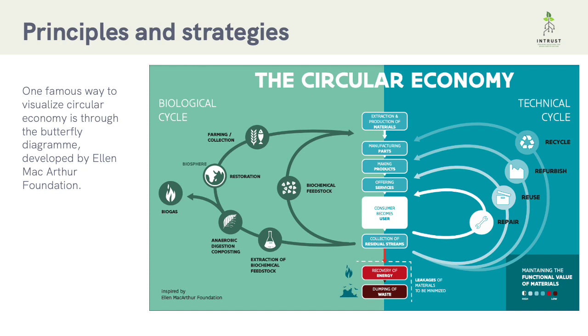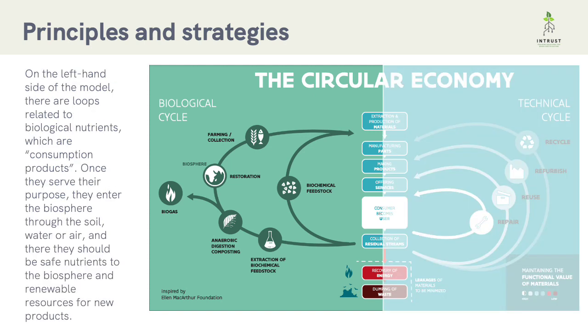Now let's look more concretely at the principles and the key strategies of circular economy. One famous way to visualize circular economy is through the butterfly diagram developed by Ellen MacArthur Foundation. The core of the butterfly is depicting the logical value chain of any product, from the extraction of material, the manufacturing of parts and products, the development of services, till the product goes into the hand of the user before eventually it's discarded. So the model can be read from two angles: the biological cycle on the left side and the technical cycle on the right side, for which there are two separate sets of strategies.